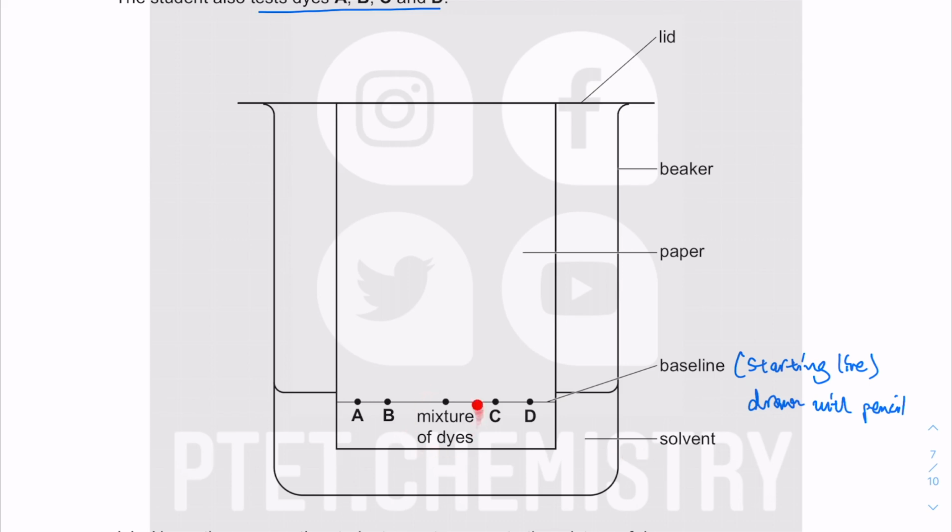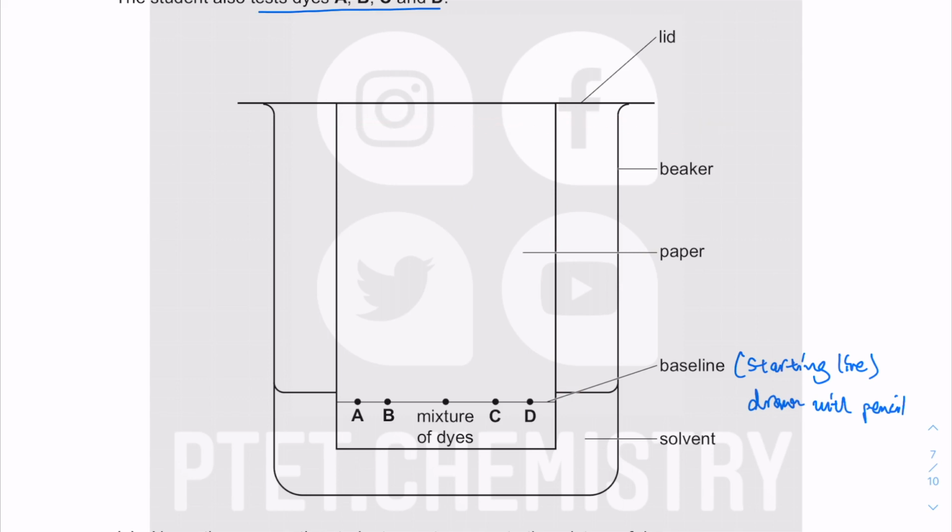With this mixture of dyes, it will separate out into the different components. They will move at different rate depending on the solubility in the solvent, and you have to compare them. Does the mixture contain whichever one of these A, B, C, D, or a mixture of them? All right, and we have to take out this filter paper, the chromatogram, before we can see the solvent move all the way to the very top, and we have to label it with a pencil. That is the solvent front.